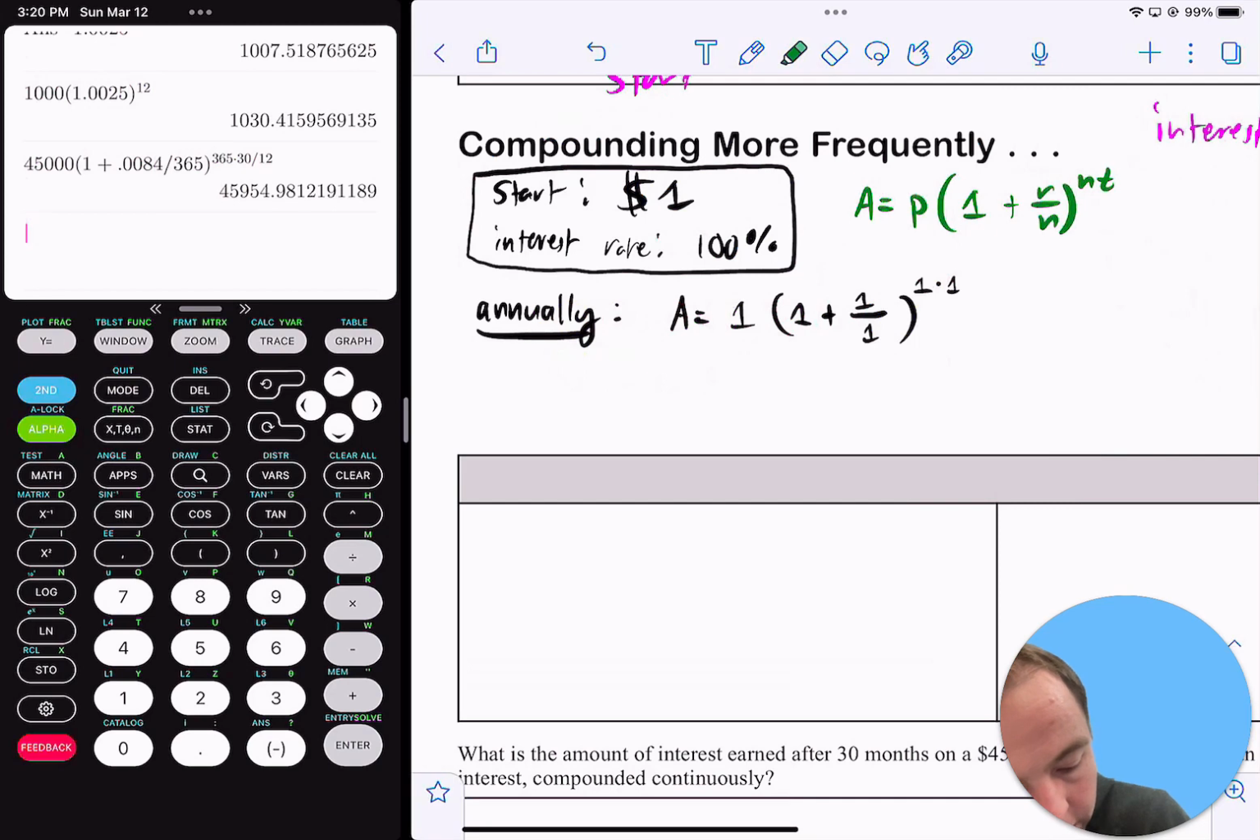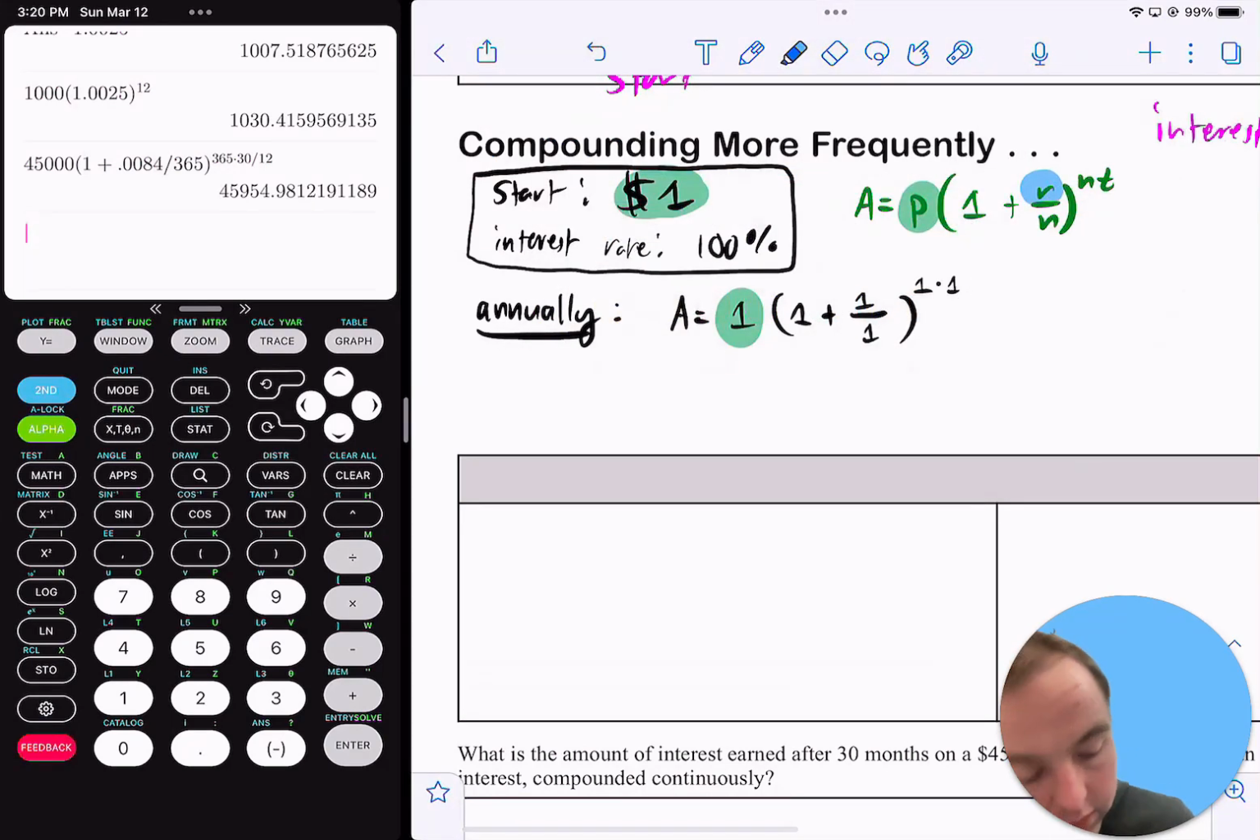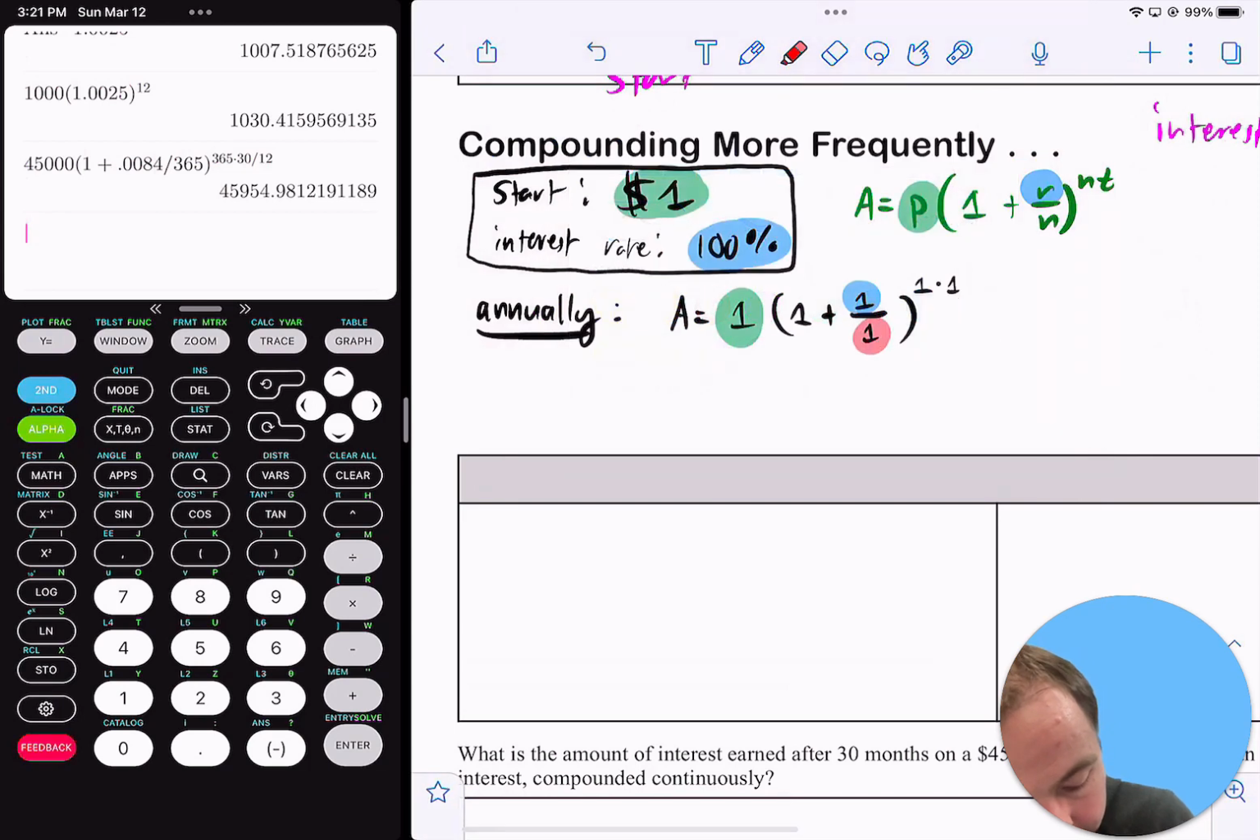So we have the principal right here, which is $1, so that's why we have $1 right there. And then we also have the interest rate. So that interest rate is 100%, and that's what we wrote right there because 1 is 100% as a decimal. And then because of this one right here, that's the compounding frequency, which corresponds to the fact that we are compounding annually, which is once per year. So that's why we have those ones.